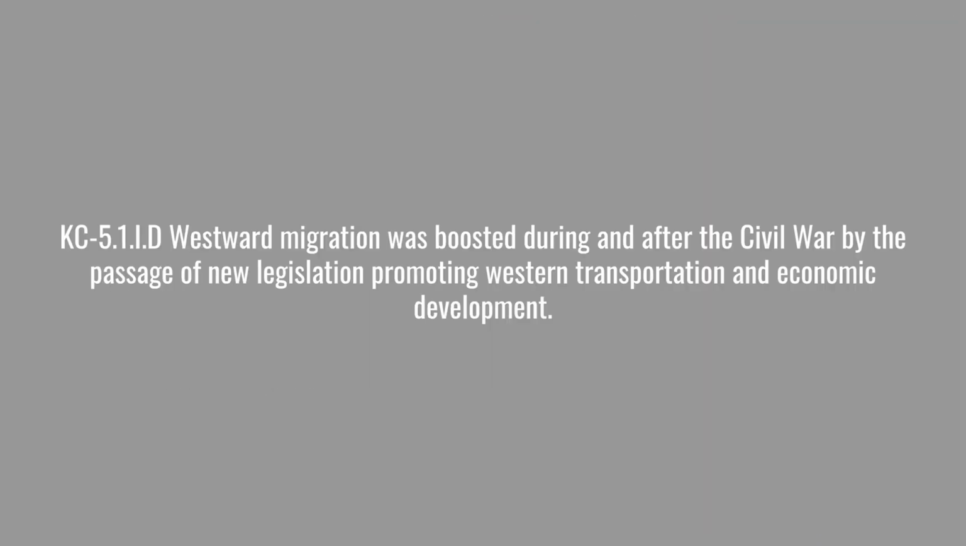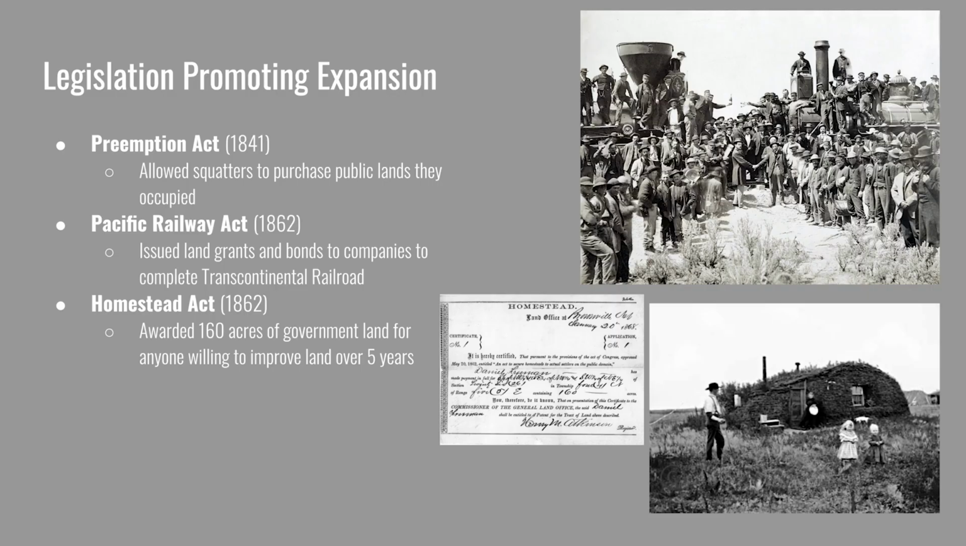The next key concept covers ways in which the federal government encourages this migration. Westward migration was boosted during and after the Civil War by the passage of new legislation promoting Western transportation and economic development. The federal government was heavily involved in moving people west by creating incentives.